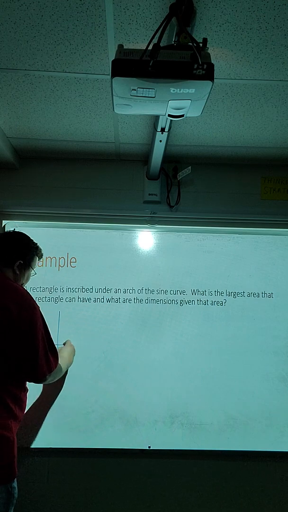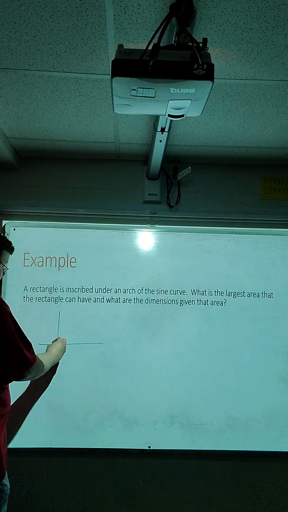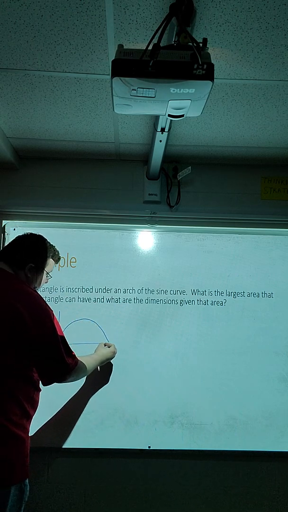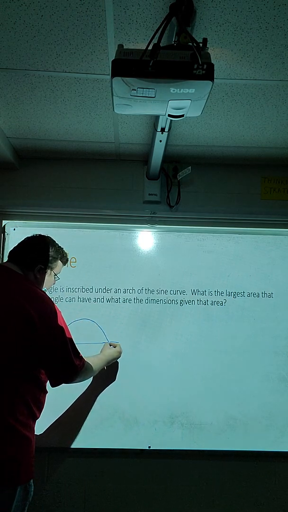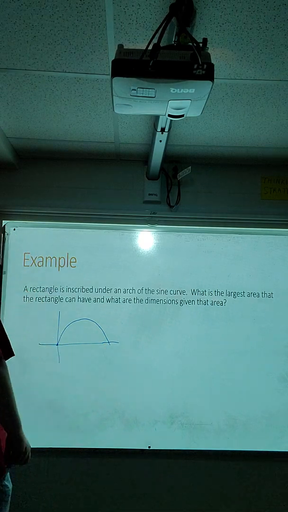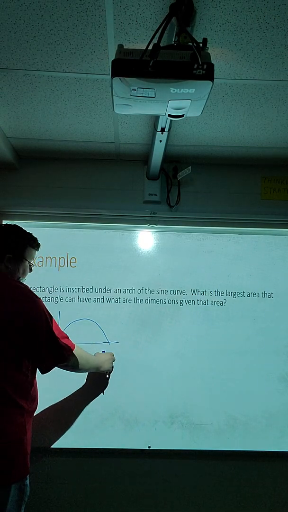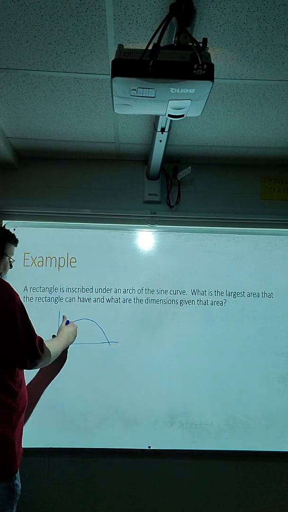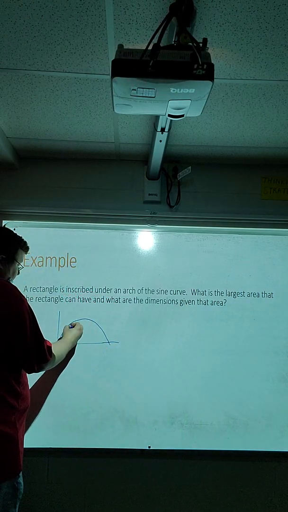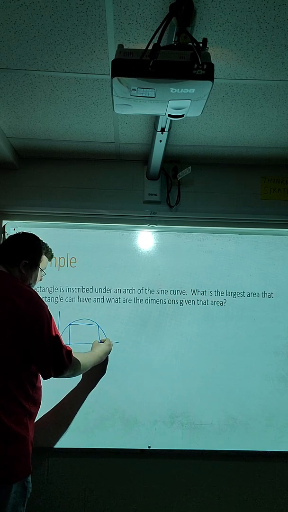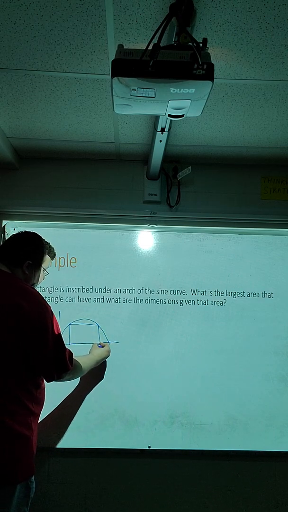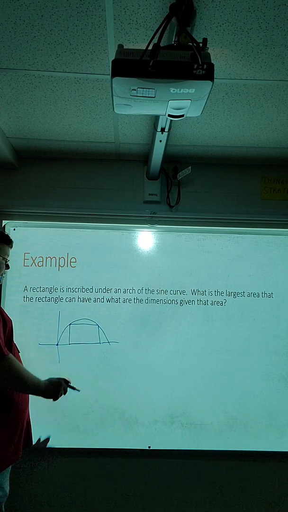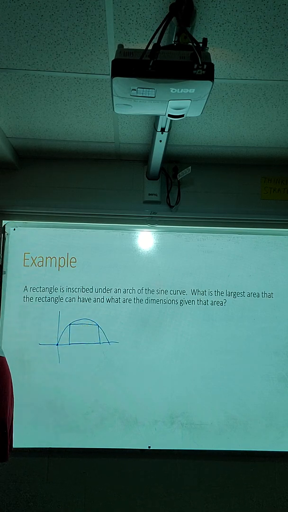Let's draw a sine curve. We know sine goes through the origin. And the sine curve would keep going down below the origin past that point. It would go down and do another loop and then come back up and then start over again. But we want to put our rectangle underneath this sine curve. So we're going to draw a rectangle underneath this sine curve, and we're trying to figure out what are the dimensions that will maximize this area of this rectangle.